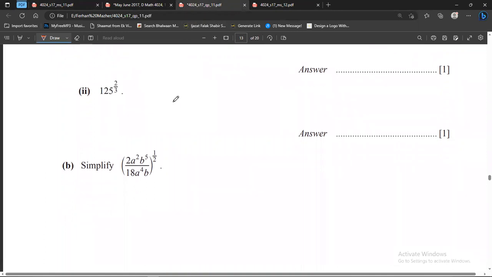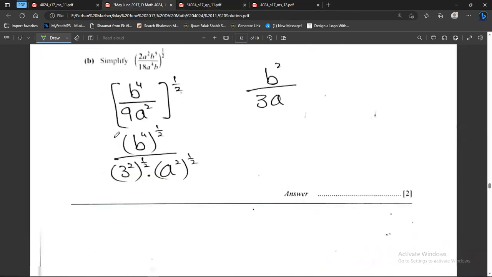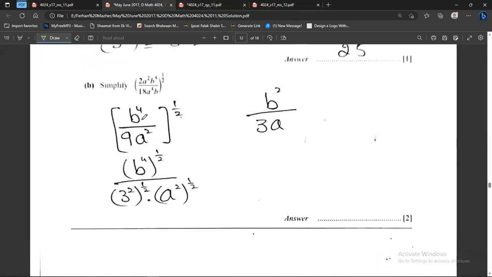Question number 18, its B part. Here we have raised to power 1 by 2, this 2 and 9, and you will have 9, and here you will have a square downstairs, upstairs you will have b raised to power 4. So this will become b raised to power 4 because 5 minus 1 is 4, and divided by 9a. From 4 you will subtract 2 power, so you will have a square, and the whole thing has raised to power 1 by 2.